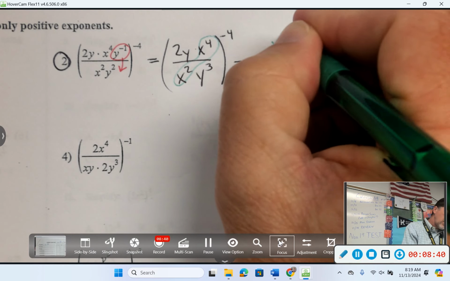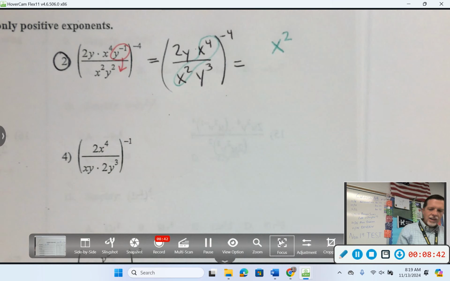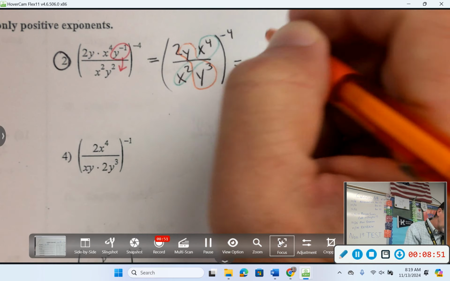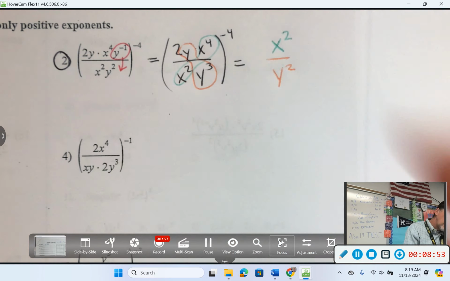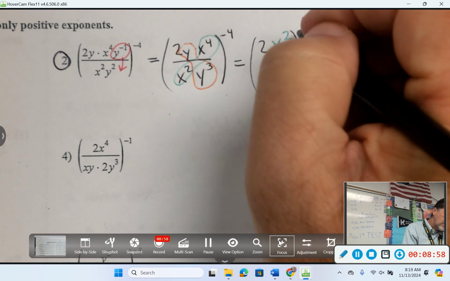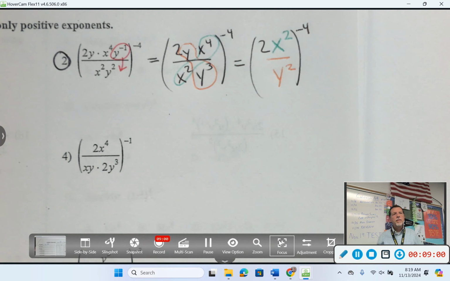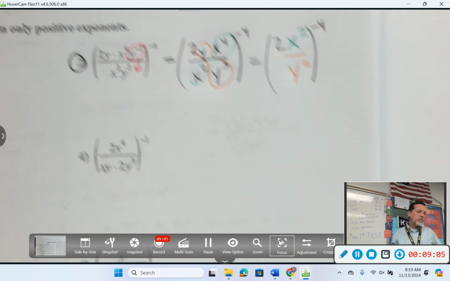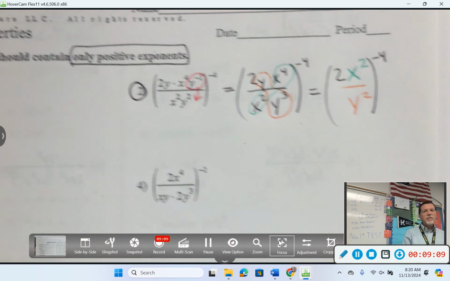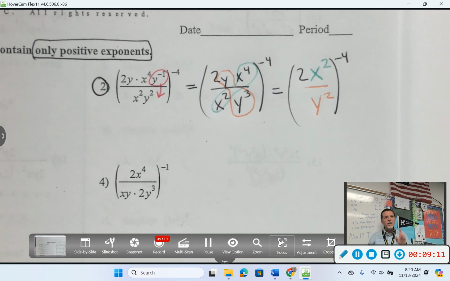Oh, I wrote it wrong. And again, skipping a little bit of steps, or at least doing multiple steps in one. What about the y's? Probably not. Well, it could be y squared at the bottom. What about that 2? It just stays where it is. Not done yet, because the instructions say only positive exponents. So we've simplified, but we have a negative exponent there, so we're not done yet.